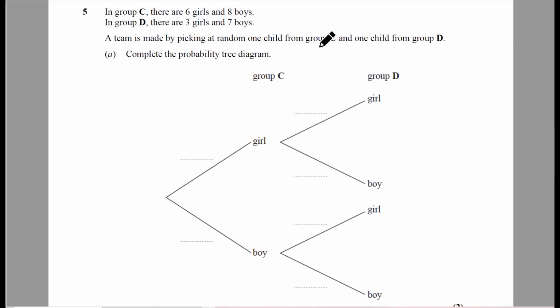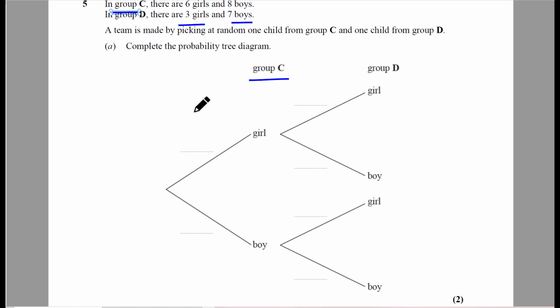Right. In group C there are 6 girls and 8 boys, so this is group C. Group D, 3 girls and 7 boys. We should get full marks on these types of trees. Complete the tree diagram. So that's out of 14 people, 6 and 8. So picking a girl from group C would be 6 out of 14, and then the boy would be 8 out of 14.